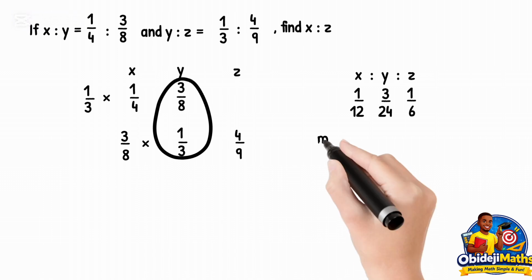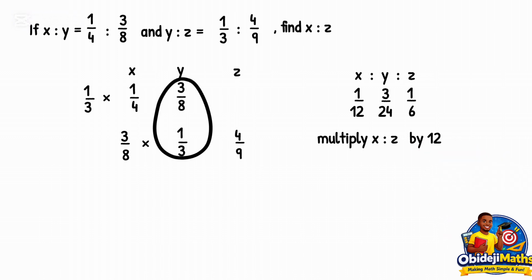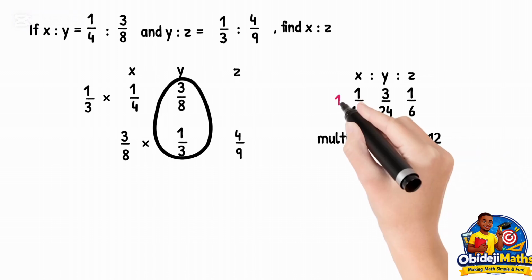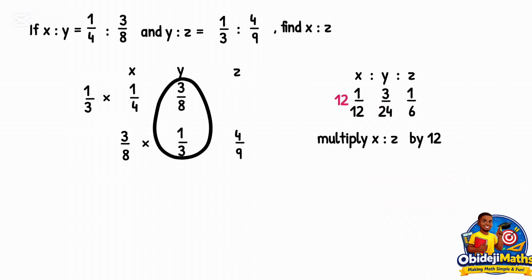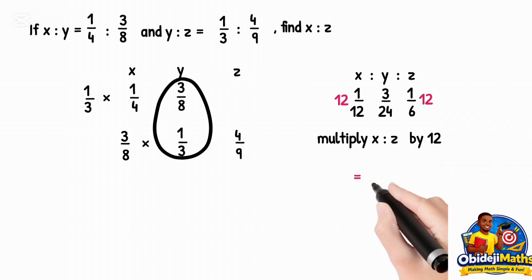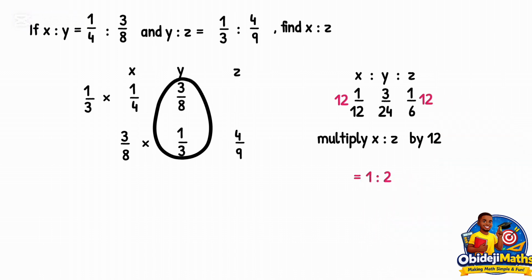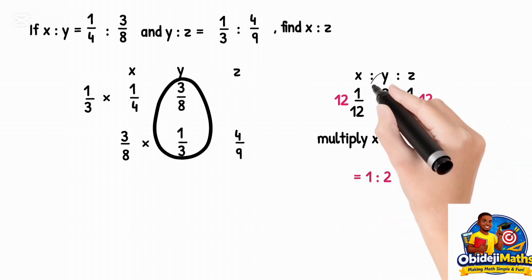So to change it to whole numbers, multiply everything by 12. We don't need that y. So multiply everything by 12, and that will give us 1:2. We don't need that y. So that gives us x ratio z.